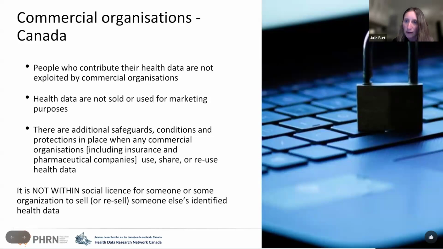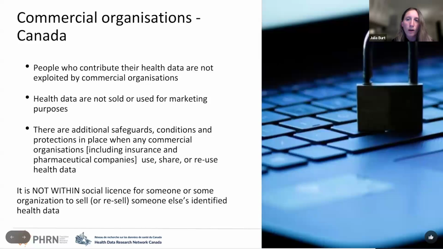As an example about private sector use, one of HDRN Canada's member organizations is ICES. They're based in Ontario, and they hold most of the administrative health data for the province of Ontario that researchers can access to conduct their research.